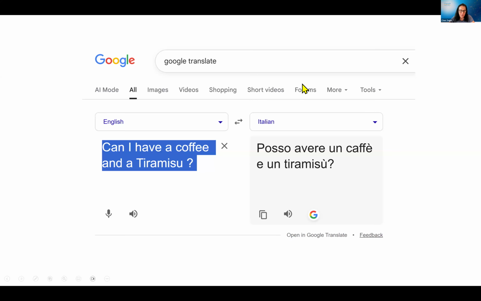Okay, now, for example, when we look at Google Translate: can I have a coffee and tiramisu? Posso avere un caffè e un tiramisu.